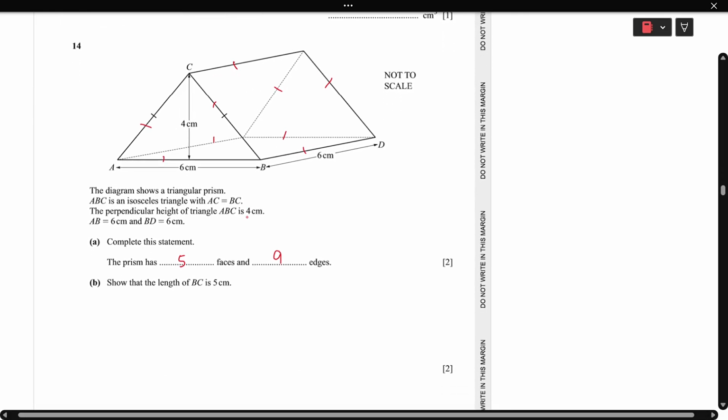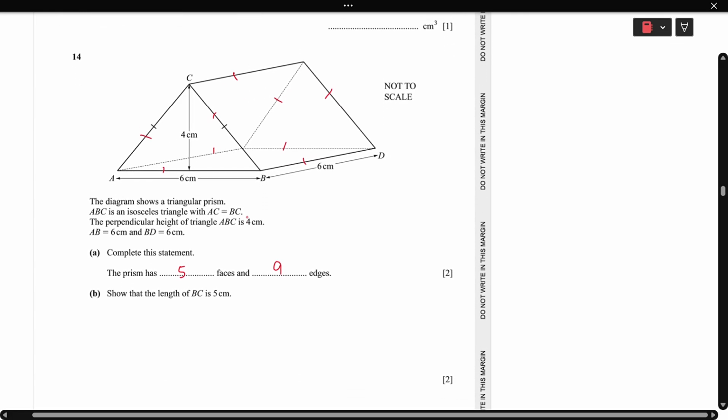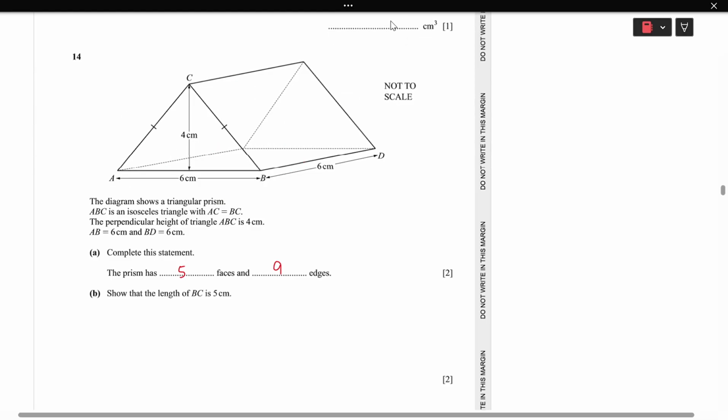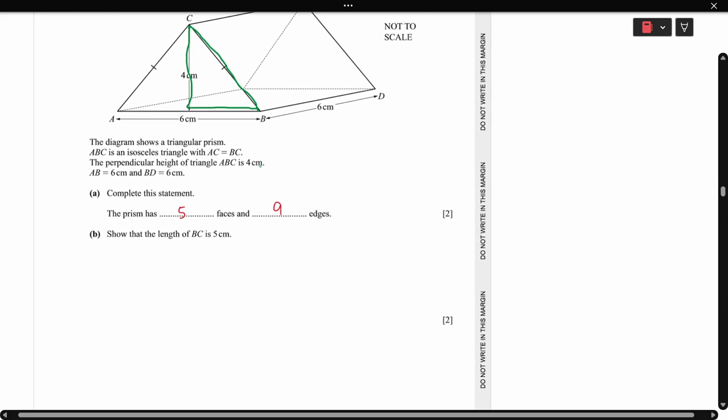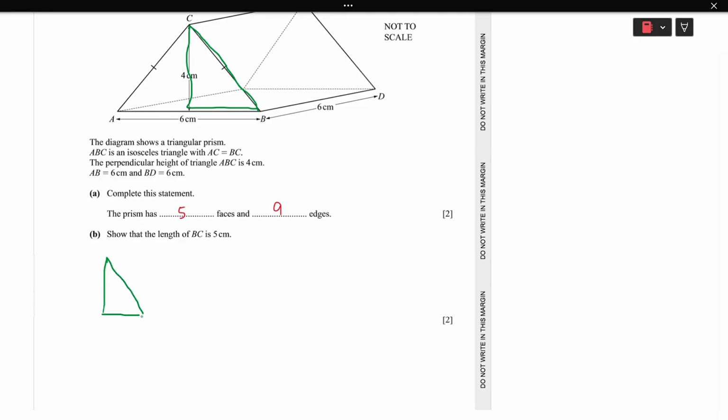Show that the length of BC is 5 centimeter. Length of BC. Okay, so I'll clear the figure. We need to show this length is going to be 5. So I'm going to take only this triangle, so I'll draw the triangle here. So it's going to be a right angle triangle because the height is always 90 degree. So this is going to be 3 because the entire length is 6.